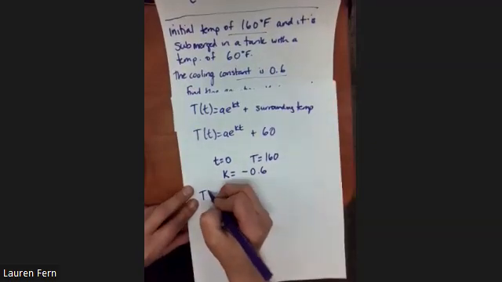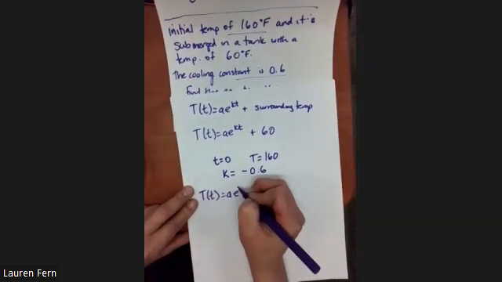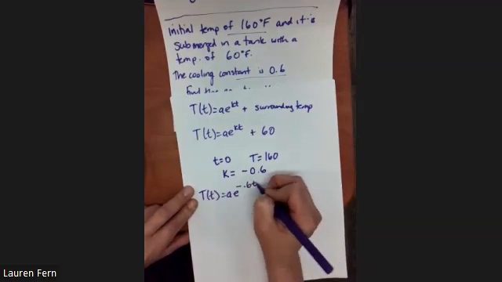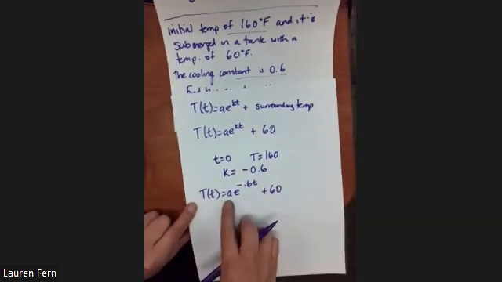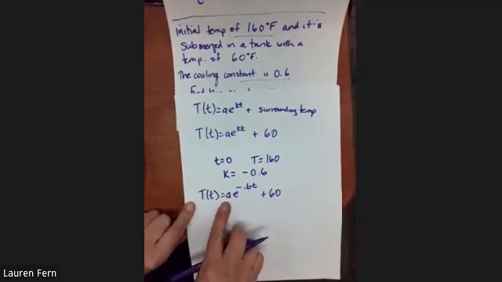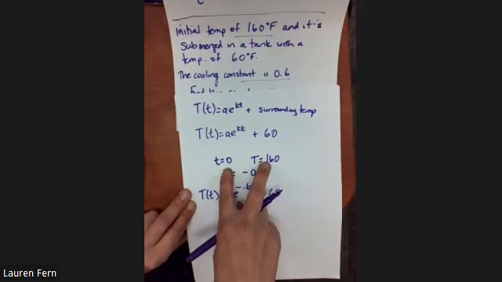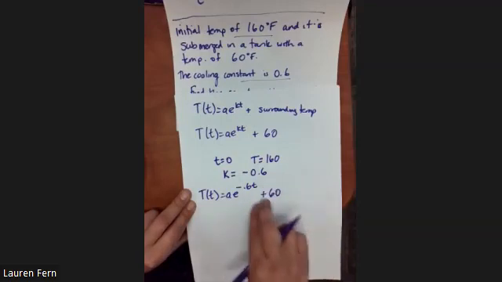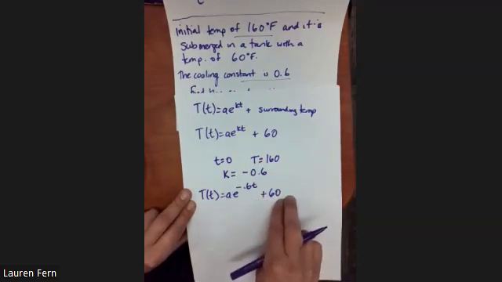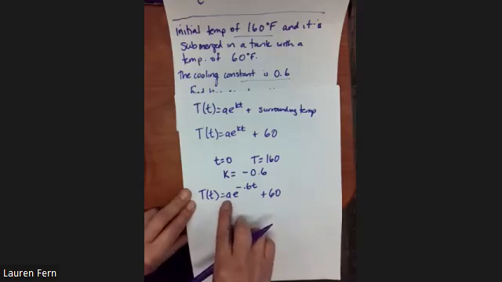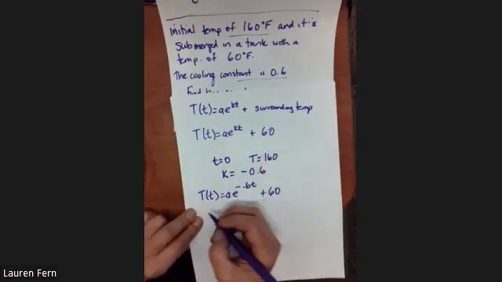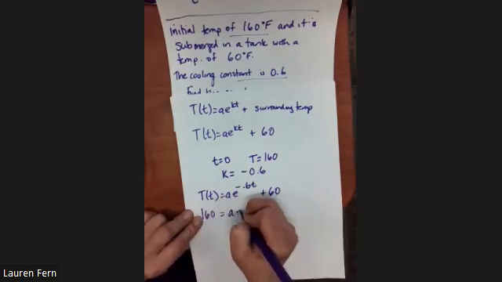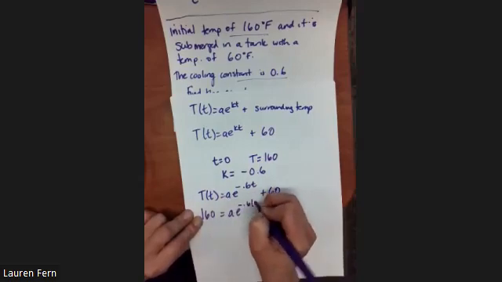So do you all agree? I can say, well, T of t is A e to the negative 0.6t plus 60. And now what we need to do is find our value of A. Well, how are we going to find our value of A? Can't we plug in this ordered pair? Remember, our initial value when we have a horizontal asymptote is not just this number out in front. So I could say that the temperature is 160 when t is 0.